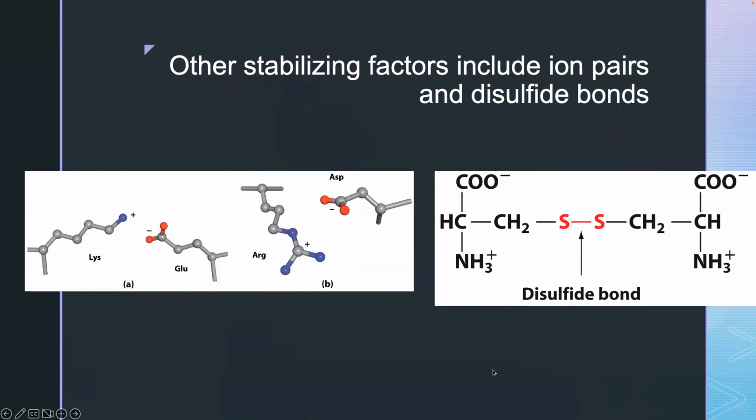These can also aid in stabilizing or be stabilized by other factors that include ion pairs and also disulfide bonds. So these ion pairs and disulfide bonds can help in terms of tertiary structure.